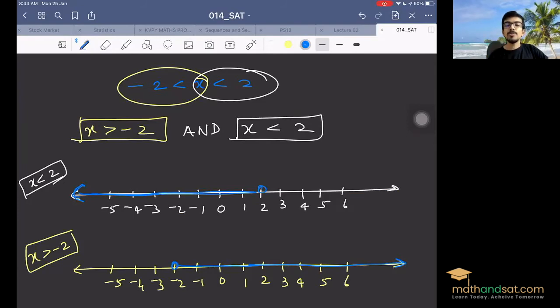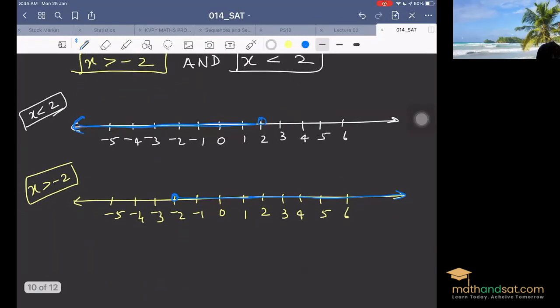Now they are combined using AND. So when you're going to combine these two by AND, you're going to take the common region. So you just overlap these and think of the common region. What is the common region?